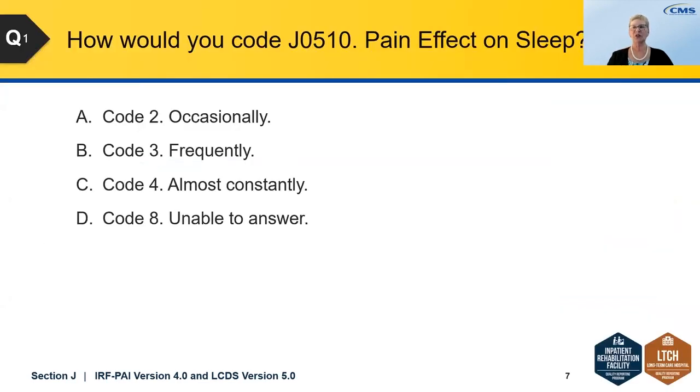How would you code J0510, pain effect on sleep? Would it be option A, code 2, occasionally; B, code 3, frequently; C, code 4, almost constantly; or D, code 8, unable to answer? And I see that the poll is open, so we'll give you just a little bit of time to respond.